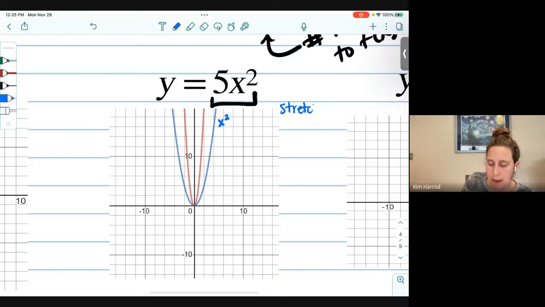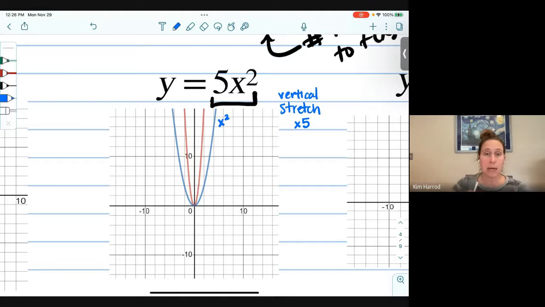And whenever we name any kind of translation, if it doesn't have a direction like left, right, up, down, we need to give it a direction as in vertical or horizontal. So when I say it's a stretch, I'm going to call this one a vertical stretch. And when you name a stretch, you have to say by how much. And so this one's by 5.